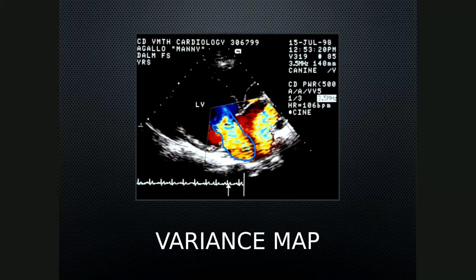So here's another jet. So this is what a variance map would look like. You see these really light, bright shades. That's very turbulent flow. Whereas the deep dark blues and the regular reds, that's a very normal flow pattern.